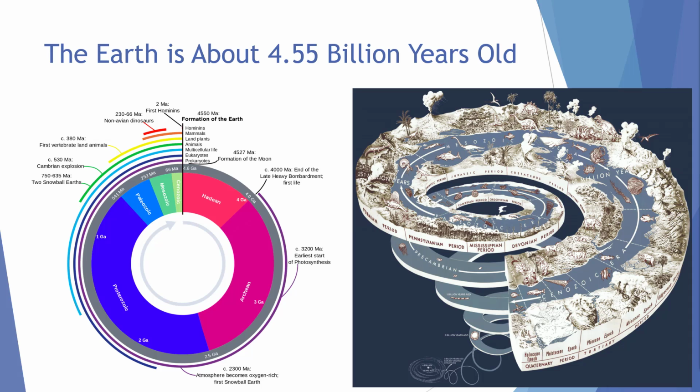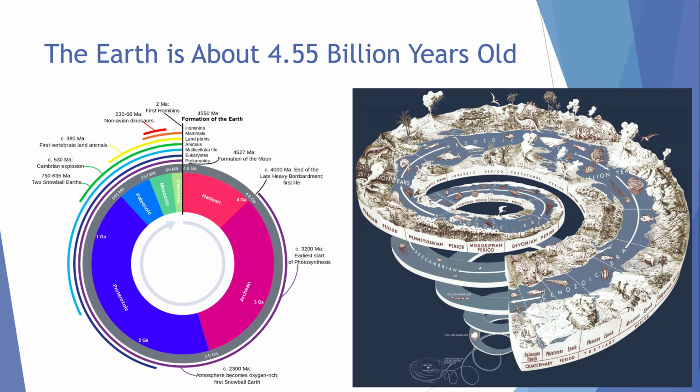So the Earth is about 4.55 billion years old, or 4,550 million years old. Pictured here are two different ways to visualize how old the Earth is and when different events happened. On the left, major events and stages are shown through a clock face. So here's the formation of the Earth about 4,550 million years ago, and as we go to the right, clockwise, we can see different stages of the Earth over geologic time.